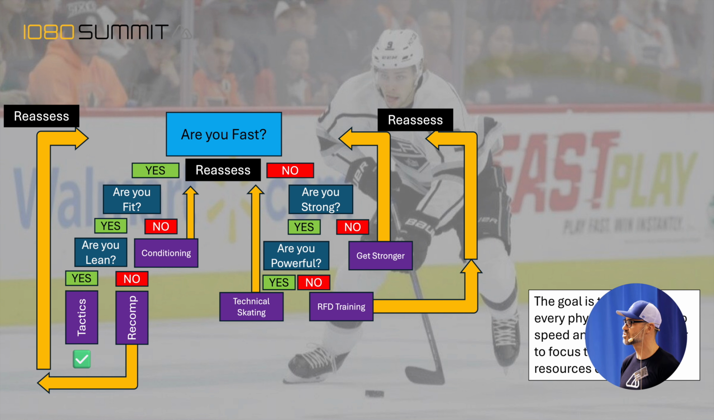In terms of slow, so are you fast? No. Are you strong? Yes or no? No: get stronger. Are you powerful? Yes or no? No: do some rate of force development training, some power training. Are you powerful? Yes: focus on the technical aspects of training, technical aspects of skating, pardon me. So it's a very quick decision tree to get us to what we have to focus on first. Once we've worked our way down to that end box, we simply reassess and start back at the top. Are you fast? And this process repeats itself until we can answer yes.